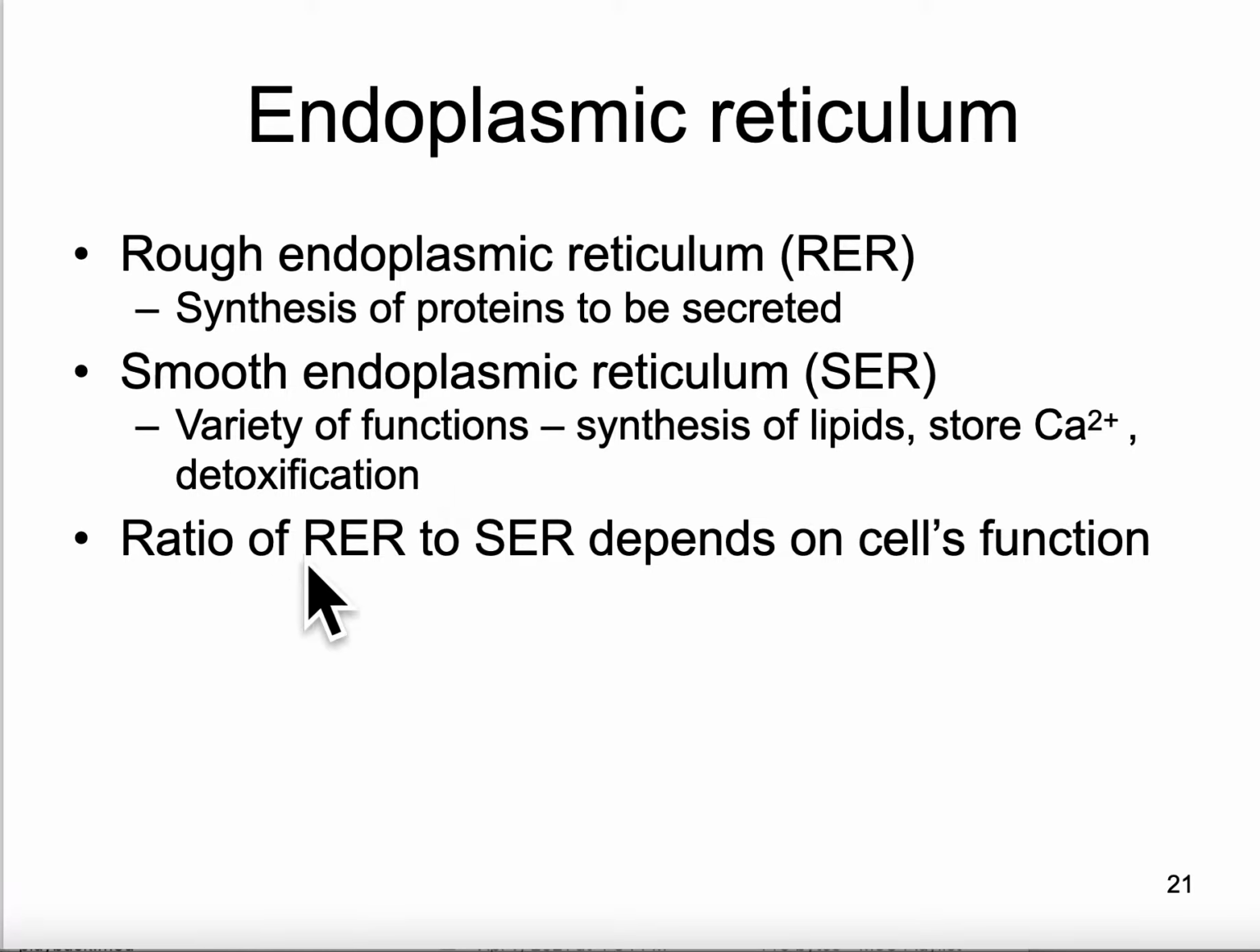The ratio of smooth and rough ER depends on the cell's function. So cells that are tasked with synthesis of proteins that are to be secreted will, like pancreatic cells, have a large ratio of rough ER. They just have a ton of it. Whereas cells that synthesize lipids or detoxify, they have more smooth ER. So that would be liver cells or testes and ovaries, which make hormones, and those sex hormones are made out of steroids, so they are lipids. Okay.